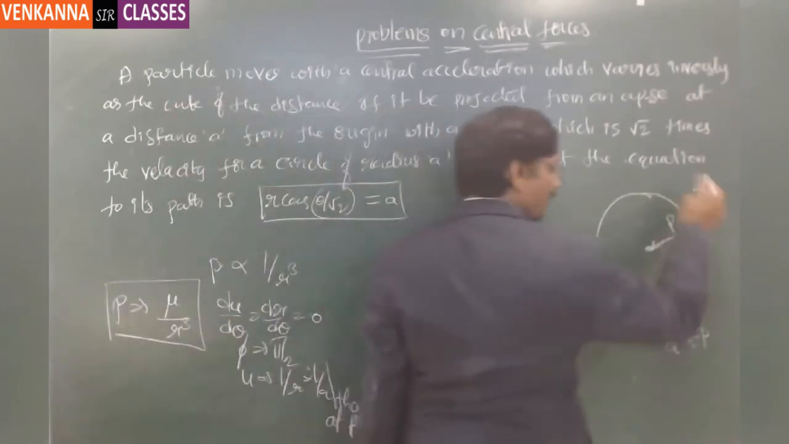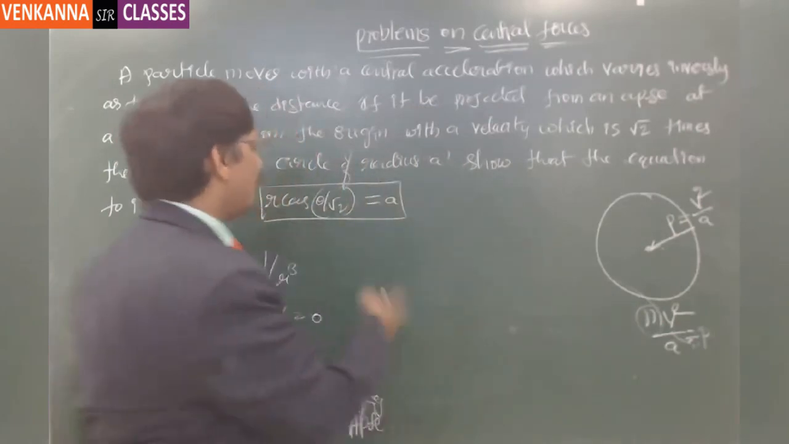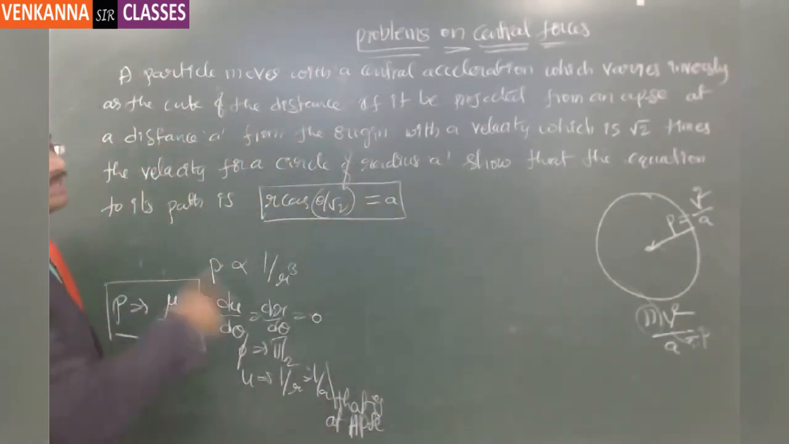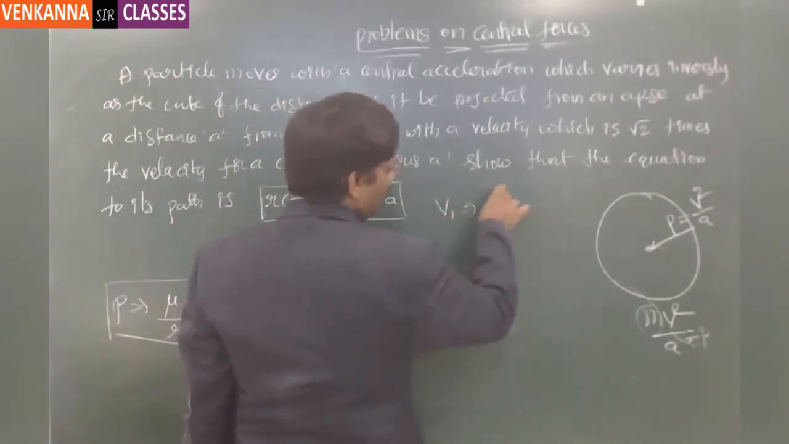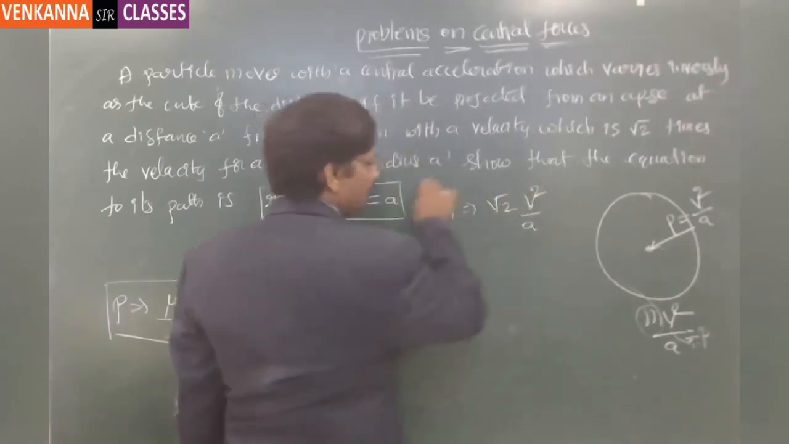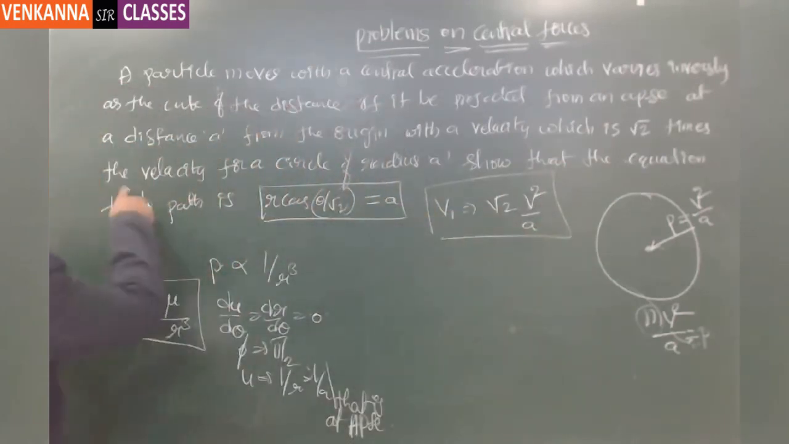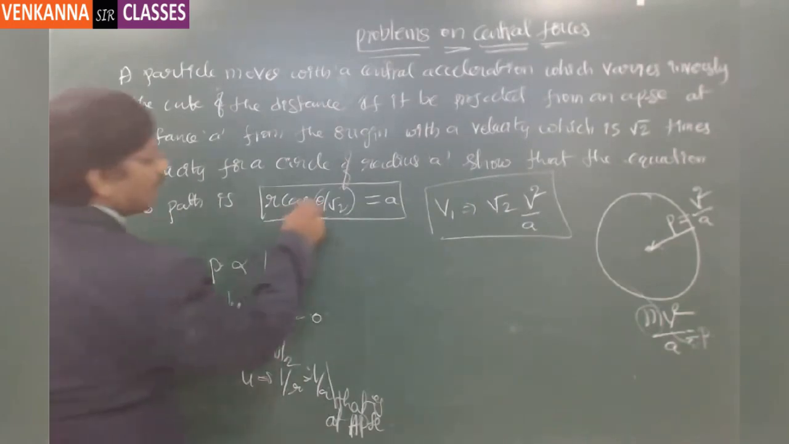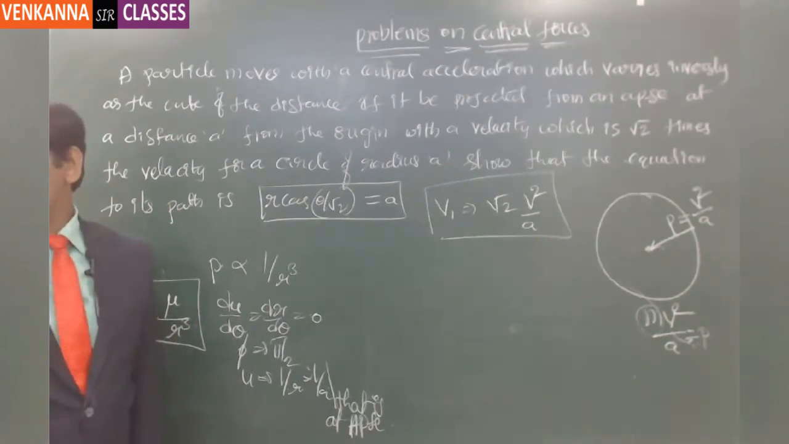Now if this is the velocity of the particle traveling in a circle, then the velocity given for this particular orbit is root 2 times that velocity. That means the velocity v1 is equal to root 2 times v, where v square by a is the central acceleration. So this velocity we should be finding out, right? So the velocity for a circle of radius a, show that the equation of its path is given as r cos theta by root 2 equal to a. Now can you try to solve this with this information?